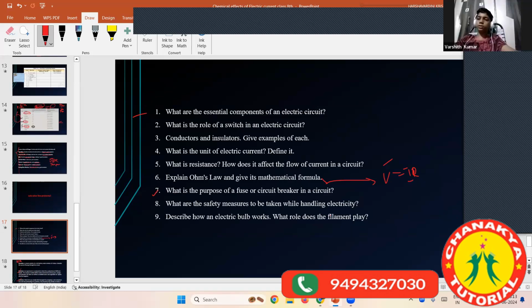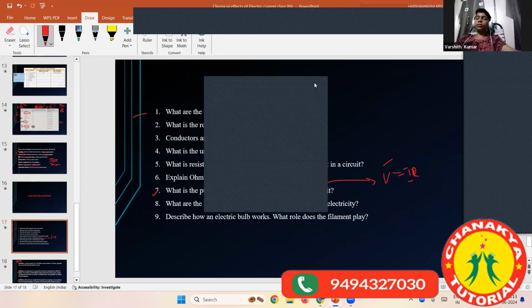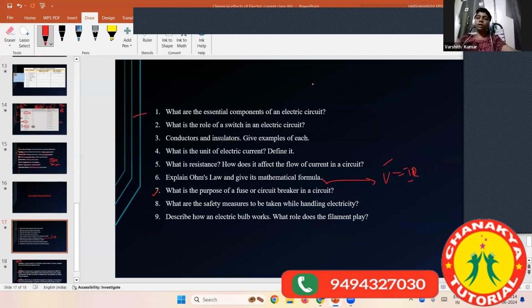Ma'am, the purpose of a fuse is to stop the flow of excess current. And why do we have to stop it? Ma'am, if we don't stop it, the device or anything may get harmed or it may burn off. Okay, that's correct. The eighth one, can anybody answer? Ma'am, we should not touch that substance with wet hands. Ma'am, it is safe to wear rubber equipment. Correct. When we are handling any bulbs or tube lights, we should switch off the main switch first. Correct.